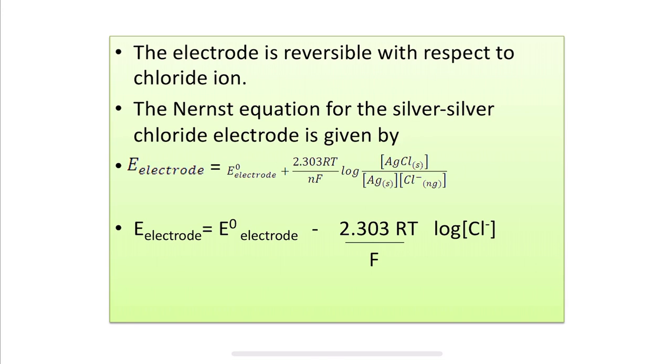The Nernst equation for the silver chloride electrode is given by: EMF of the electrode is equal to E naught, the standard reduction potential of the silver chloride electrode, plus 2.303 RT divided by nF into log of the concentration of AgCl divided by the concentration of Ag and Cl minus ions. Or it can be simplified and written as E electrode equals E naught electrode minus 2.303 R divided by F into log Cl minus.